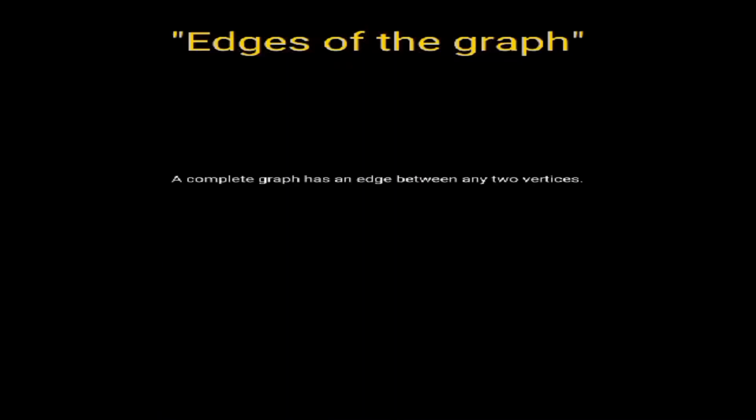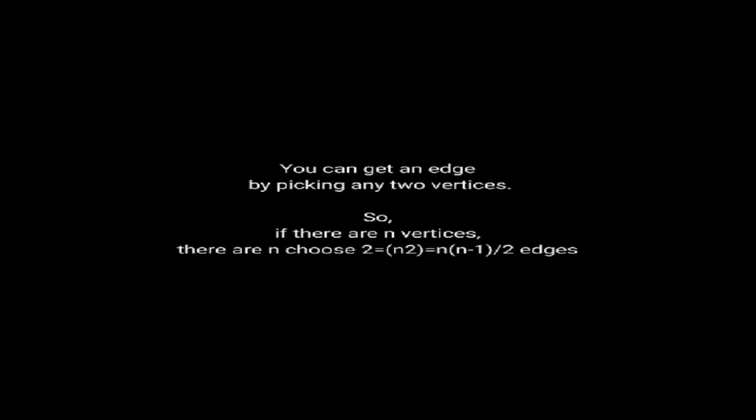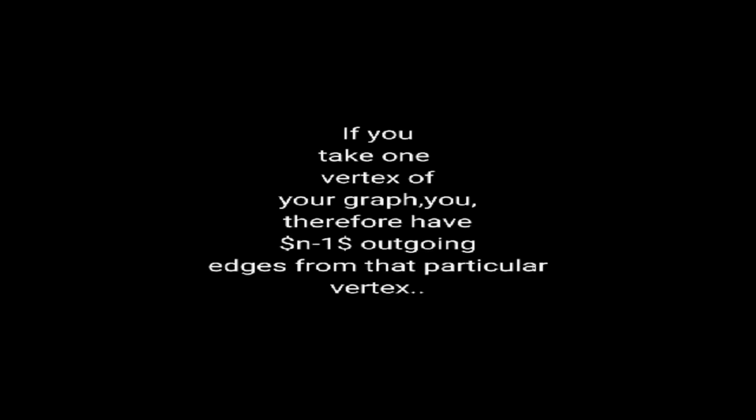I am going to discuss the edges of the graph. A complete graph has an edge between any two vertices. You can get an edge by picking any two vertices. So if there are n vertices, there are n choose 2 equals n times n minus 1 divided by 2 edges. This means that every vertex is connected with every other vertex. If you take one vertex of your graph, you therefore have n minus 1 outgoing edges from that particular vertex.